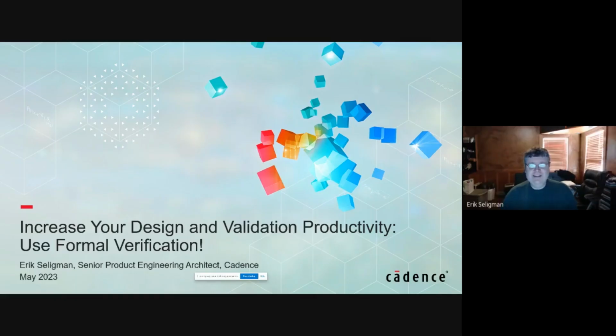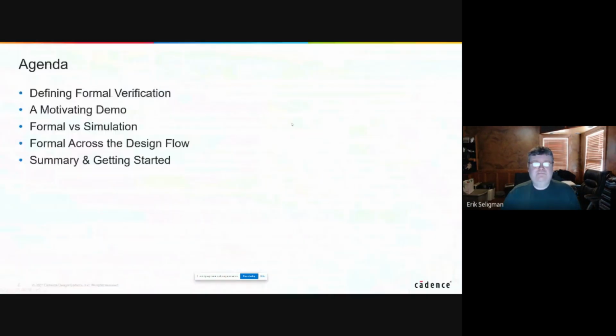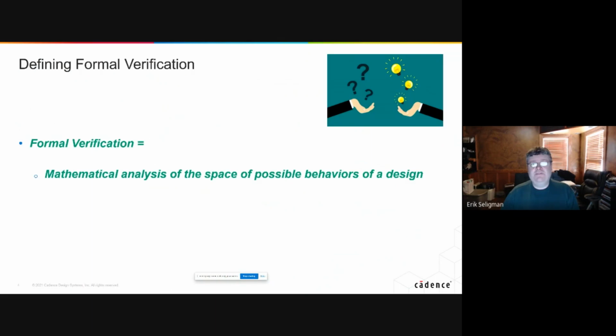Everyone, thanks for coming. Today I'm going to talk about increasing your design and validation productivity using formal verification. I'm going to start by defining what formal verification is, give you a motivating demo, then talk a little bit about how it compares to what you're used to and where it fits into your design flows. So I'll start by defining it.